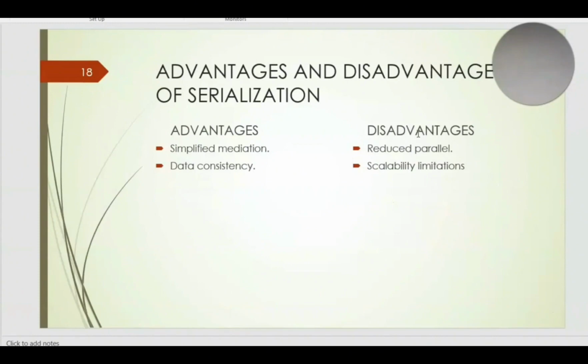Then, advantages and disadvantages of serialization. The first one, simplified synchronization or mediation. By enforcing a specific order of execution, the developer can avoid complex synchronization mechanisms. Then the second one is data consistency. Sequential execution of critical sections reduces the likelihood of data corruption and loss of data in the system.